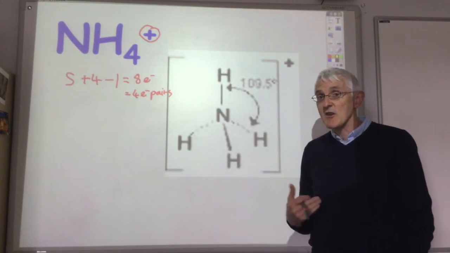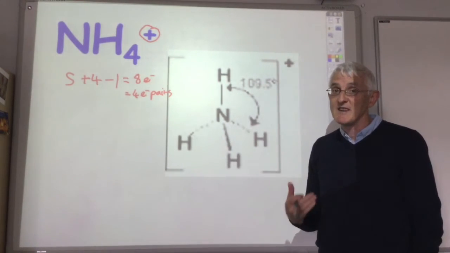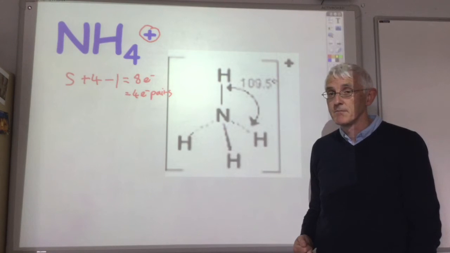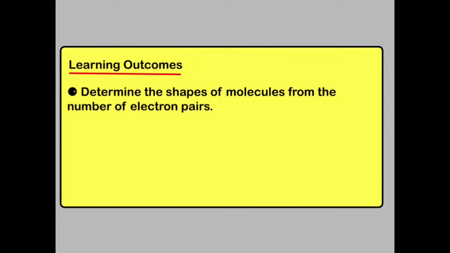Okay, so that's how to work out the arrangement of electron pairs around the central atom in a molecule or a polyatomic ion. So by now you should be able to determine the shapes of molecules or polyatomic ions from the number of electron pairs surrounding the central atom, taking into account whether or not those electron pairs are bonding or non-bonding electrons.